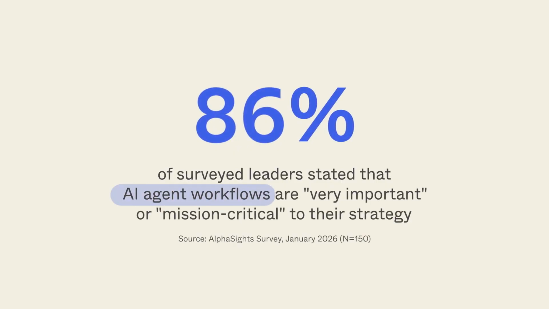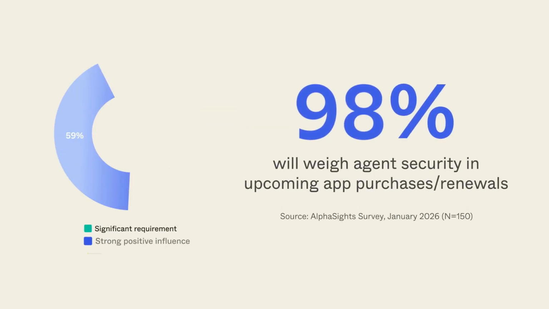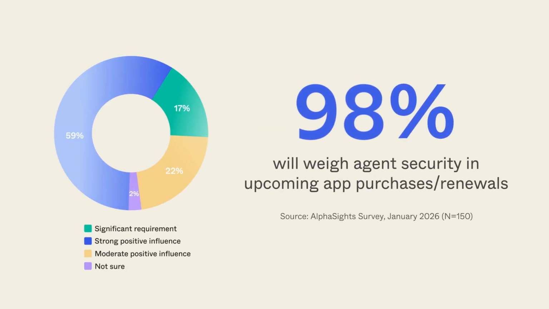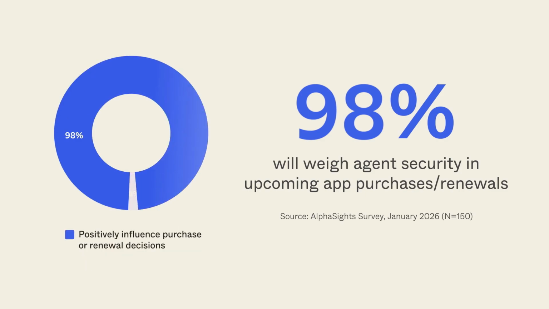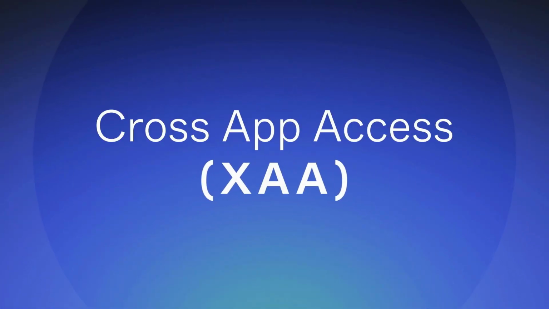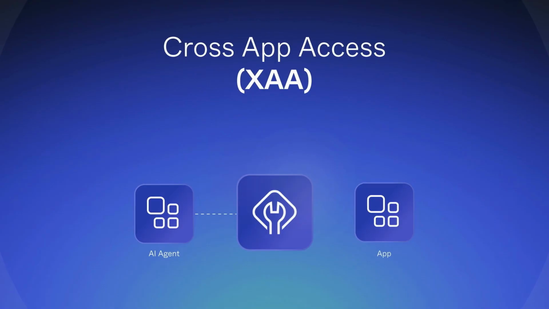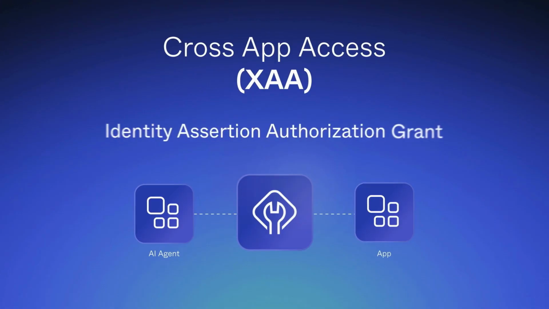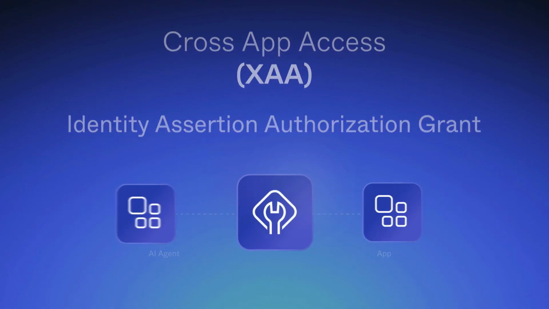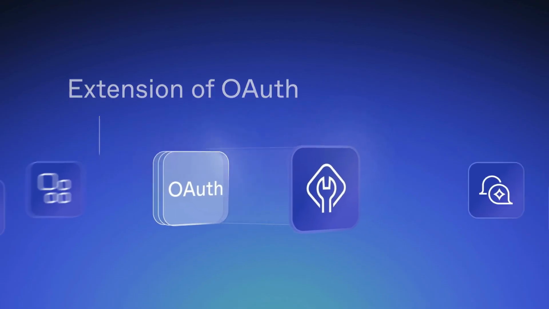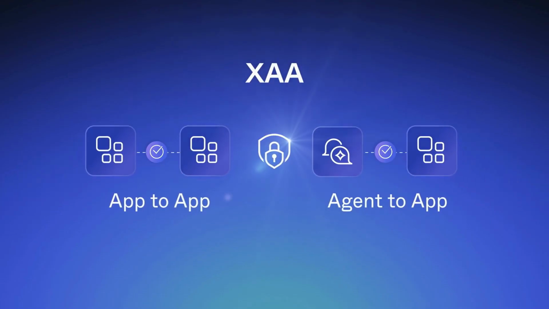AI is the biggest opportunity in enterprise tech, with AI agents driving companies' roadmaps. But with enterprises now asking their vendors for real enterprise-grade security, tapping into that market potential is a real hurdle. That's where cross-app access comes in. Cross-app access is the new open protocol, also known as the Identity Assertion Authorization Grant. It's built as an extension of OAuth to secure app-to-app and agent-to-app connections.